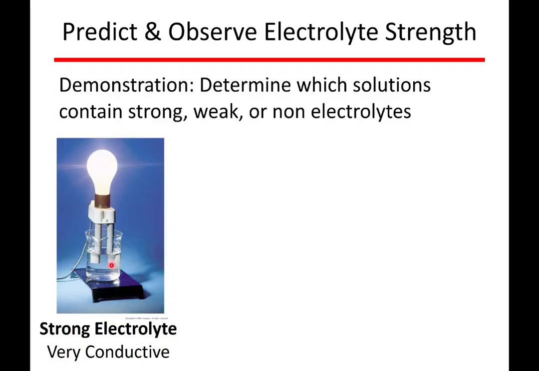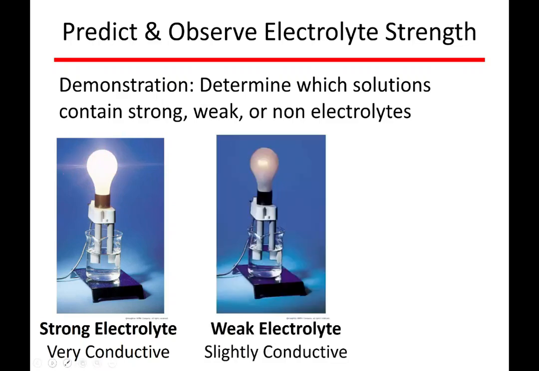Solutions that conduct electricity will have lots of ions. They're going to be solutions that contain strong electrolytes. And so when you dip the probes into a solution of strong electrolyte, that is to say a solution that conducts electricity very well, what you'll see is that this will complete the circuit and allow the light bulb to shine very brightly. In contrast, if you were to dip the probes into a solution that contains a weak electrolyte, you will have some ions, and so there will be some conducting of electricity, but not nearly as much as when you're dealing with a strong electrolyte.